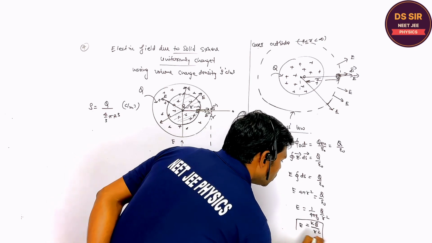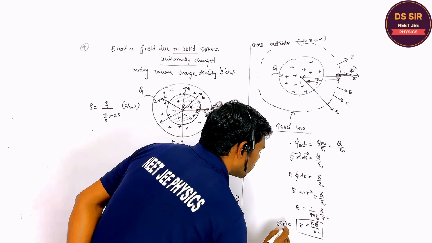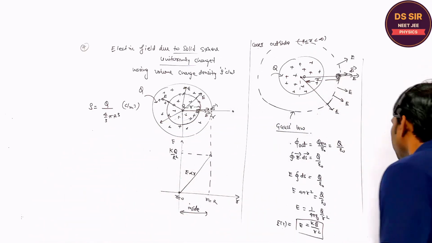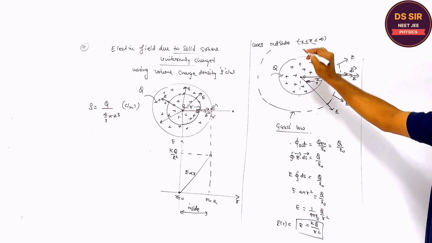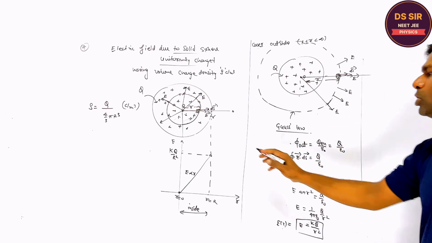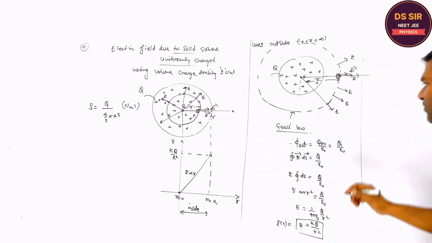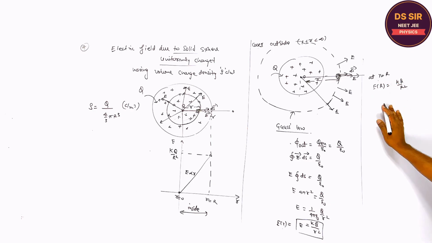Is it clear or not? So this is the electric field as a function of small r, right? Here the r value varies from capital R to infinity, right? That is from the surface to the infinity point. So on just the surface, at r is equal to capital R, if you put capital R, KQ upon R square is the electric field at this point, right?